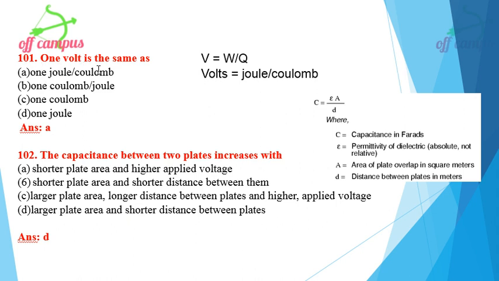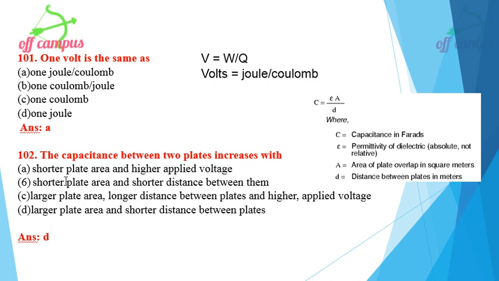1 volt is the same as, and 4 different options are given: 1 joule per coulomb, 1 coulomb per joule, 1 coulomb, 1 joule. So what is the formula for voltage? Voltage equals energy, work, divided by charge: V equals W by Q. The unit for voltage is volts, the unit for work is joule, and the unit for charge is coulomb. So 1 volt is the same as 1 joule per coulomb. Option A, 1 joule per coulomb, is the right option for this problem.